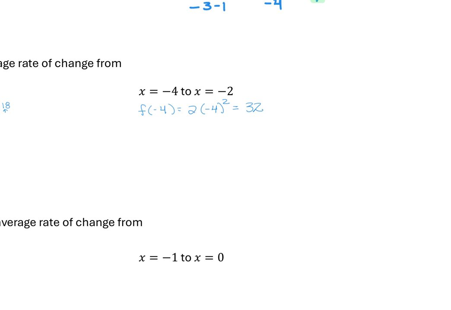If we plug in -2, we get 2 times, and again I do want parentheses around this. If we square -2, we get positive 4, and if we multiply that by 2, we get 8. So my 2 points are -4, comma 32, and -2, comma 8.